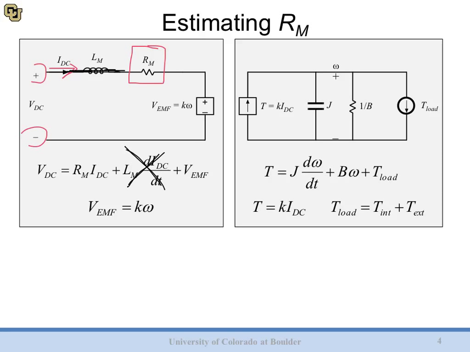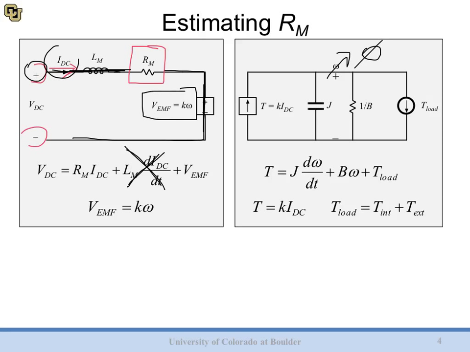Finally, we can notice that VEMF is directly proportional to the motor rotational speed. So if we can simply set omega to 0, this source is going to go away as well, and you can see we now have just a resistor between our input ports. Now how do we set the rotational frequency to 0? Well, you can simply hold the motor wheel to stop it from rotating. That'll set it to 0.